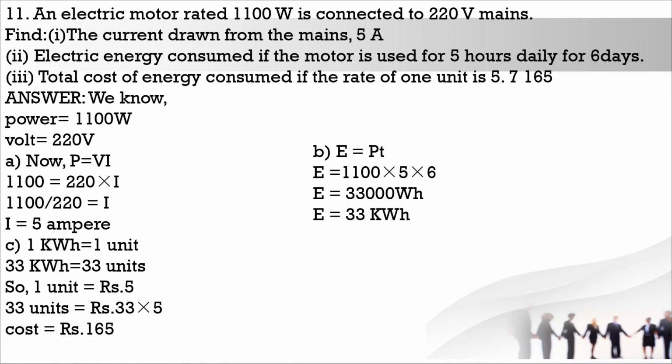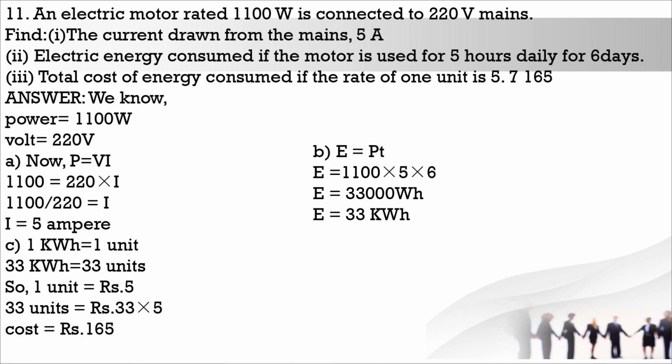Question number 11 is a numerical. An electric motor rated 1100 watt is connected to 220 volt mains. 1. Find the current drawn from the mains. 2. Electrical energy consumed if the motor is used for 5 hours daily for 6 days. 3. Total cost of energy consumed if the rate of 1 unit is 5 rupees.